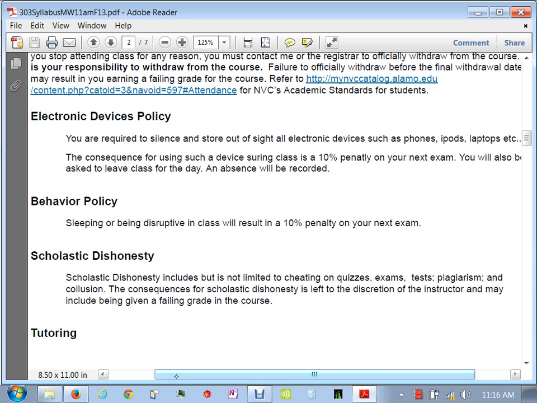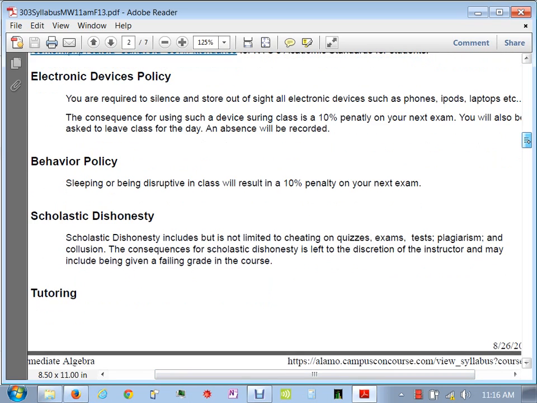But in college, if you're sleeping, you're gone. You're out of here. Stay home and sleep. Go sleep on one of the benches. Don't come in here to sleep, though. All right, you'll be asked to leave, and it'll cost you 10 points.